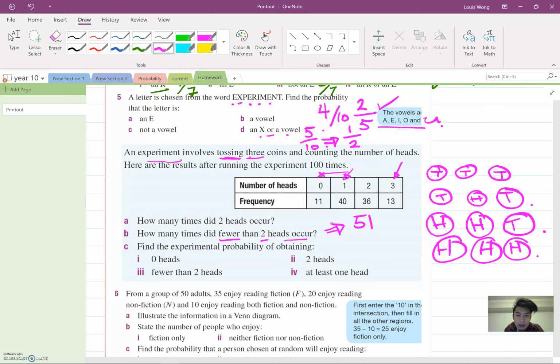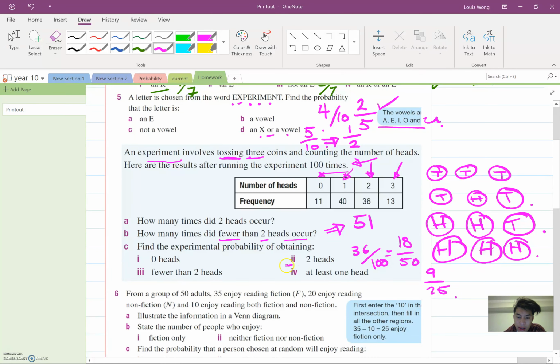Okay, find the probability of obtaining, we're skipping the first one and going to 2 heads. What's the probability of obtaining 2 heads? I want exactly 2, so 36. 36 is out of what number? Well, we did the experiment 100 times, or you can just add all these numbers together and you should hopefully get 100. Can I simplify? Hopefully you realize it's going to be 18 over 50, and finally it's going to be 9 over 25, and that should be our last one.